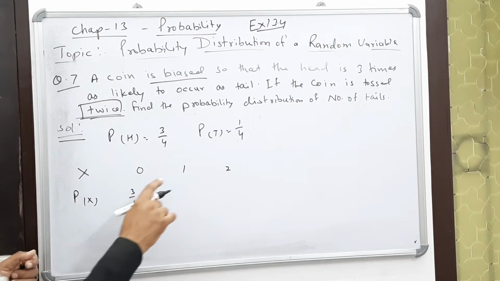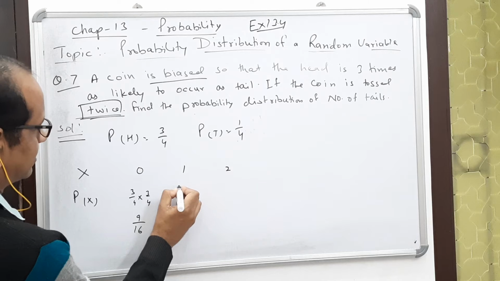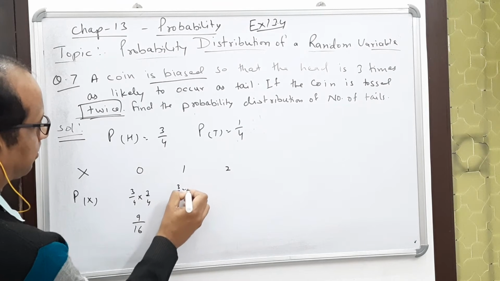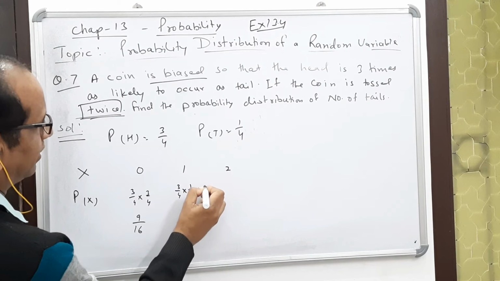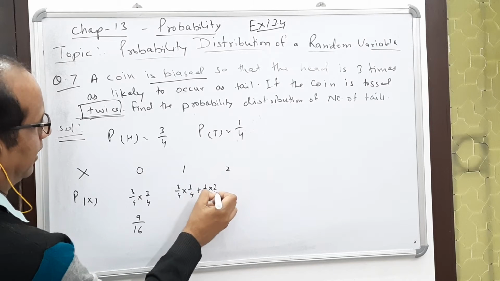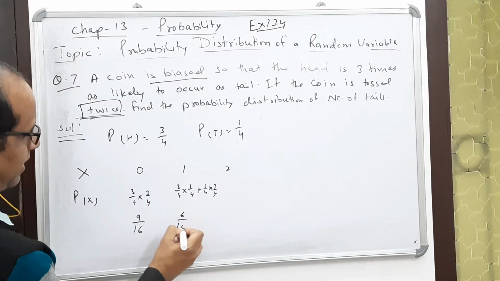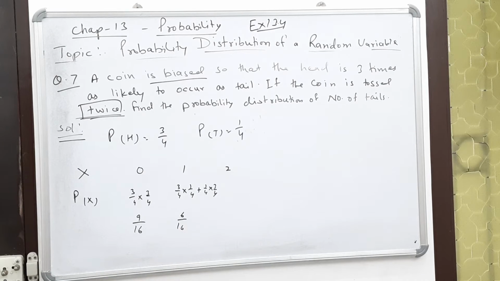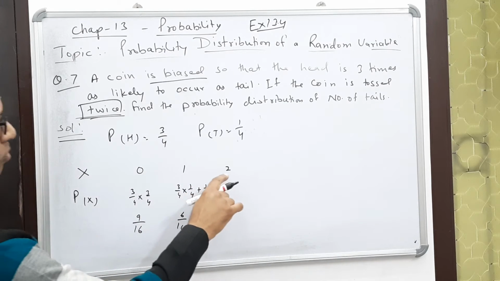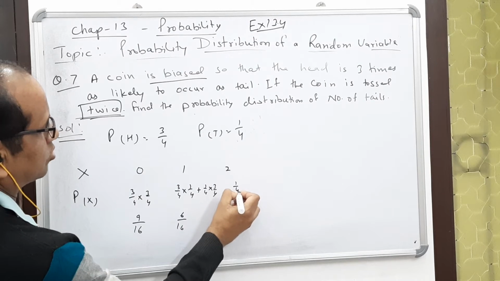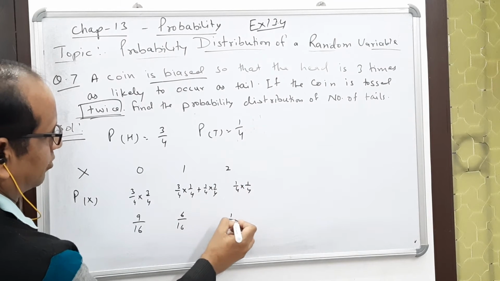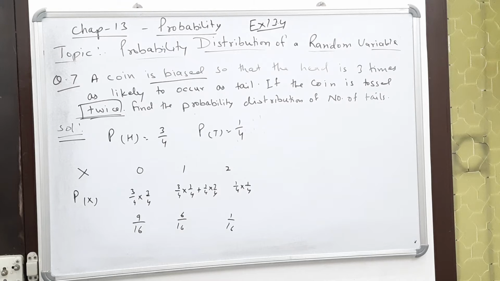The second part is 1 tail. 1 tail means it can be head and tail or it can be tail and head. So it is 3 by 16 and 3 by 16, so it is 6 by 16. And the last one is both times it is tail. So 1 by 4 into 1 by 4, so the answer is 1 by 16.